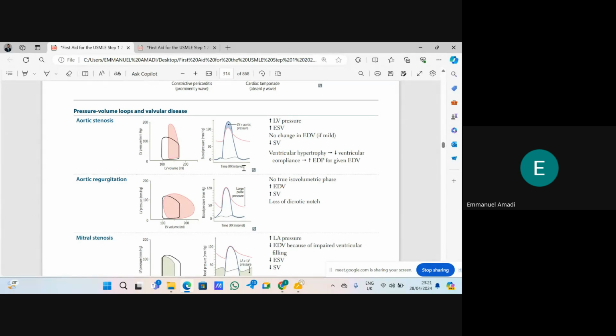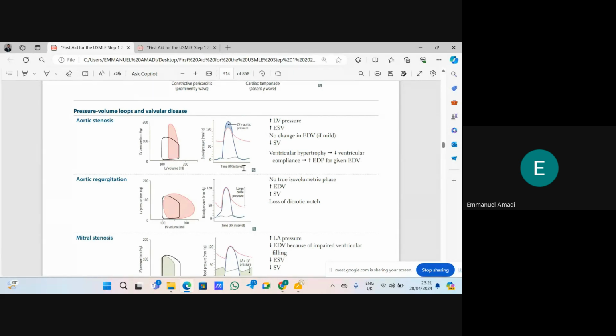What is afterload? We said afterload is definitely the pressure the heart needs to overcome before it pushes out blood from the ventricles. Now, that pressure is related to the pressure in the aorta. If the aorta becomes stenosed, it simply means that the pressure will definitely go up.